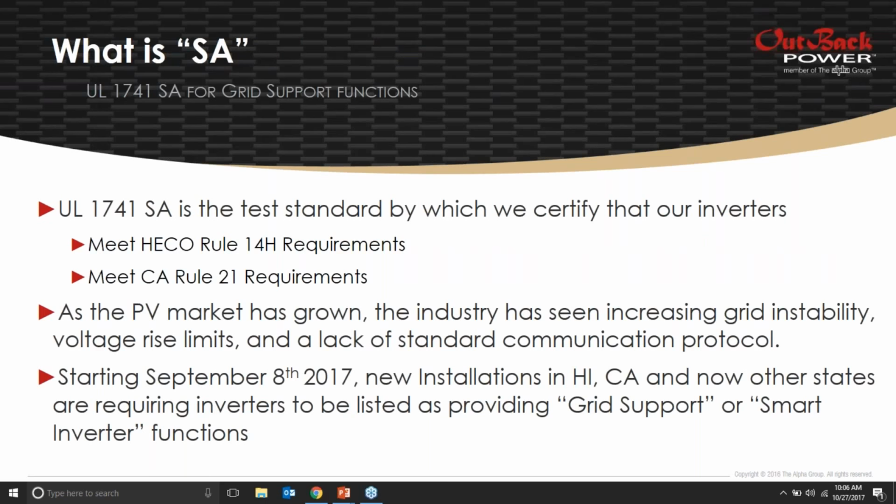So what does this say? UL 1741 SA, like we talked about, is a test standard by which we certify our inverters that they meet HECO Rule 14H requirements and that they meet California Rule 21 requirements. The PV market has grown, and the industry has seen increasing grid instability. That can be due to previous standards that required inverters to immediately disconnect when they exceeded a very narrow voltage and frequency window.